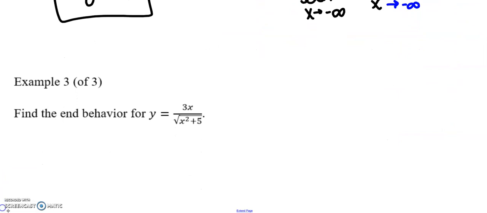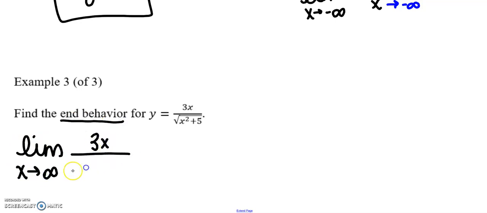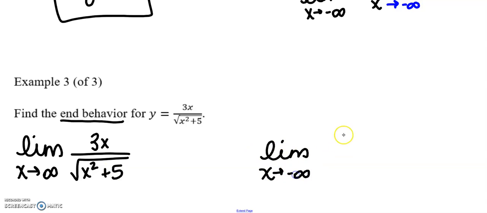The last one is where things get a little dicey, and we've got to start thinking about what's happening at either end. So find the end behavior. Well, the end behavior is what is happening out at infinity, and what is happening out at negative infinity. So all the way out to the right versus what's happening all the way out to the left.